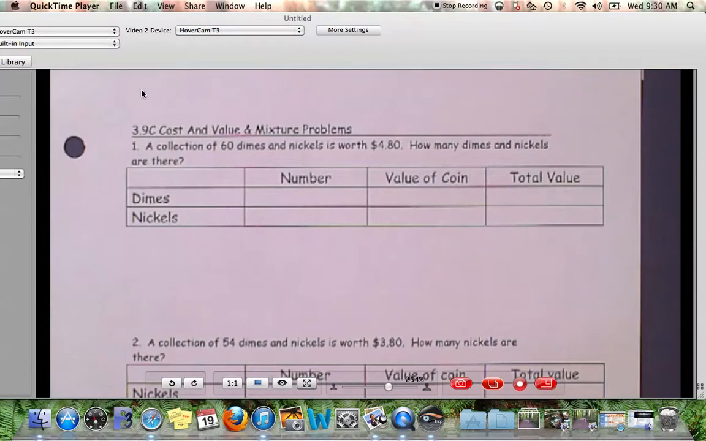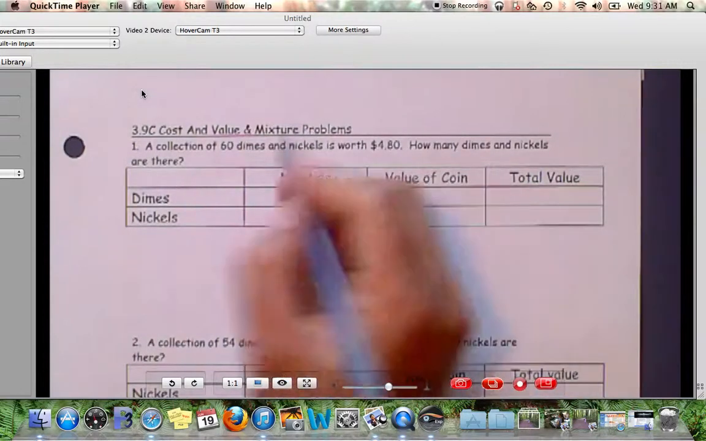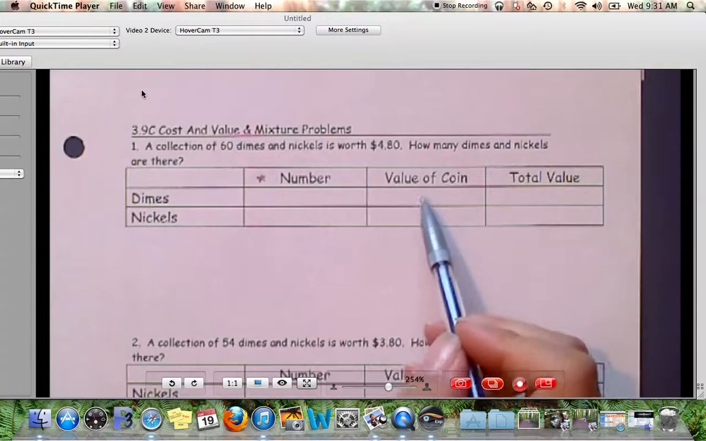Number one says a collection of 60 dimes and nickels is worth $4.80. How many dimes and nickels are there? So usually for a cost and value problem, you're going to put down the side what we're talking about. We're talking about dimes and nickels and the number of each. Now, this is the tricky one, so we'll come back to this one. The value of the coin here.